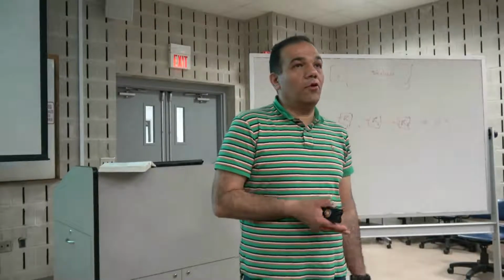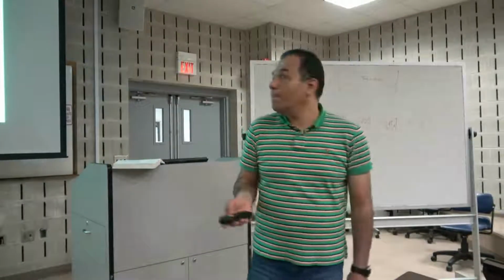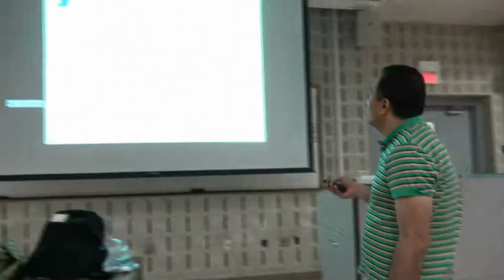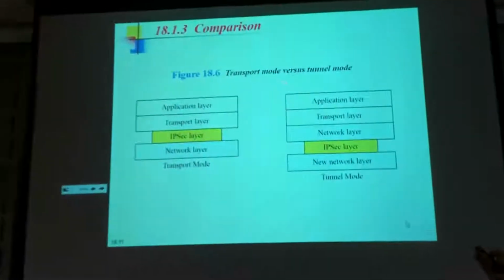It has to change the destination address. All right? Okay? So if I encrypt the destination address, then nobody can know where it will go, right? So that's what happens. So basically, the transport mode versus tunnel mode.